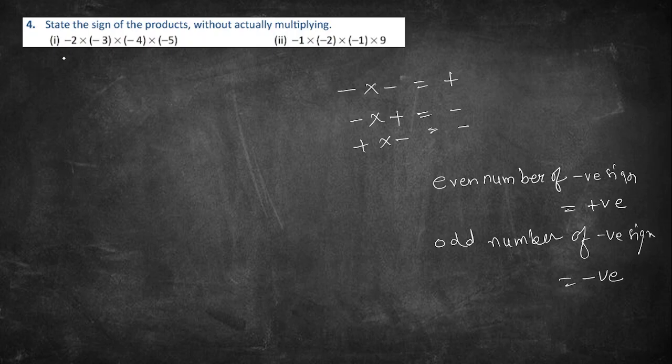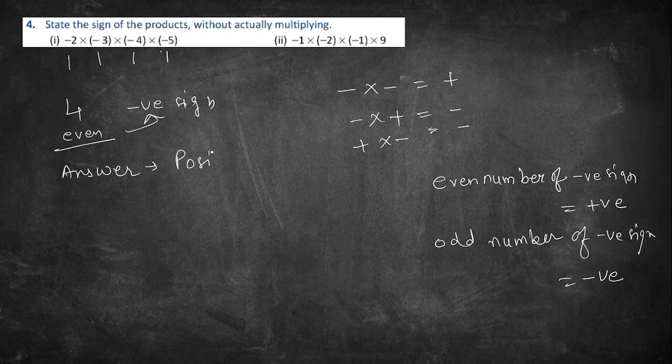Now let's check the first one. 1, 2, 3 and 4. We have 4 negative signs, and 4 is an even number. So if you have an even number of negative signs, it means the answer will come positive. Okay, clear?